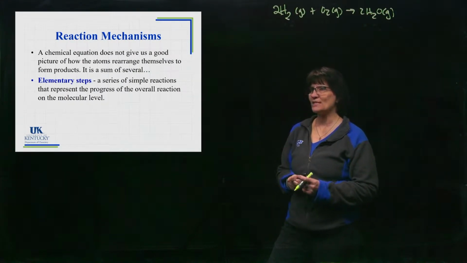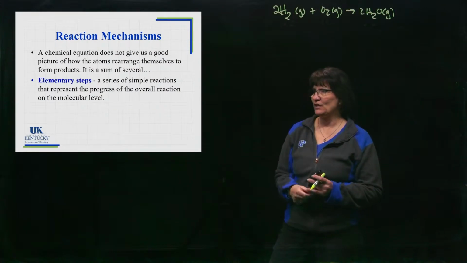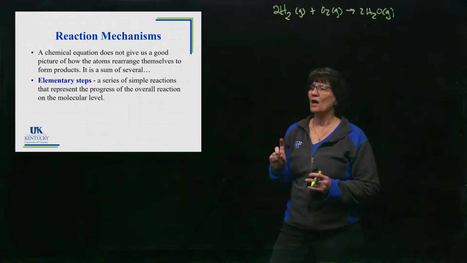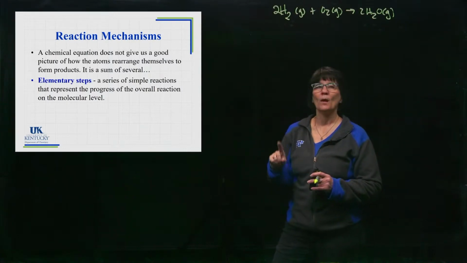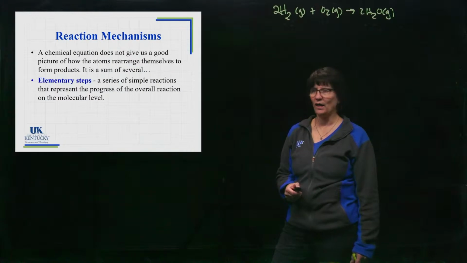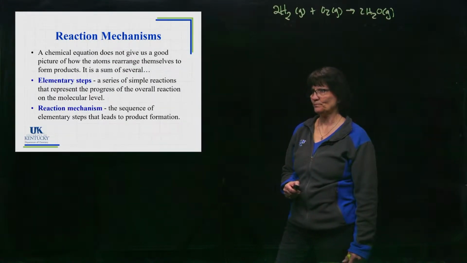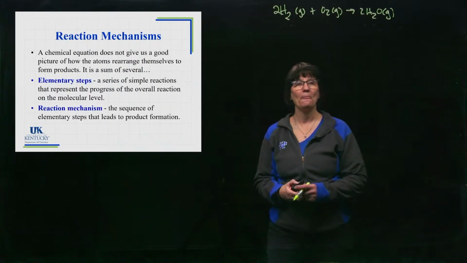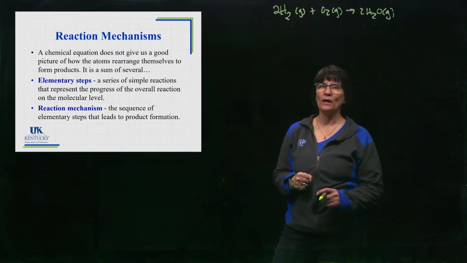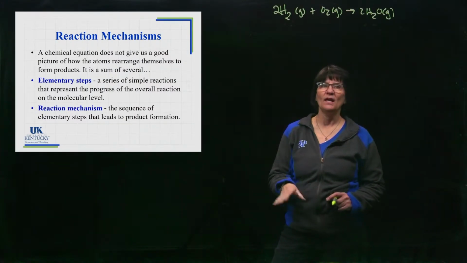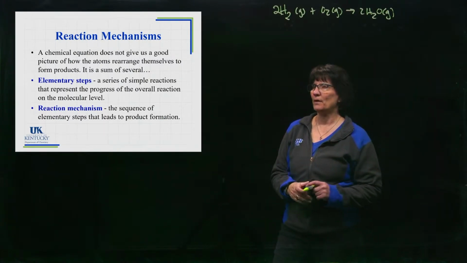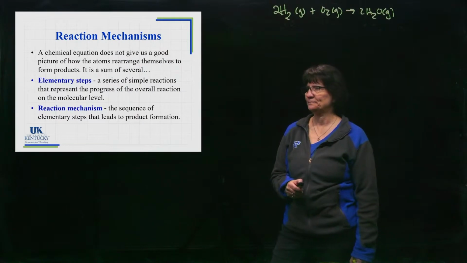So what is an elementary step? Let's get the written definition. A series of simple reactions that represent the progress of the overall reaction on the molecular level. Those collisions and what collides with what. The mechanism is just the series of these elementary steps. So that's what a reaction mechanism is. It's the series of elementary steps that together make up the overall reaction.